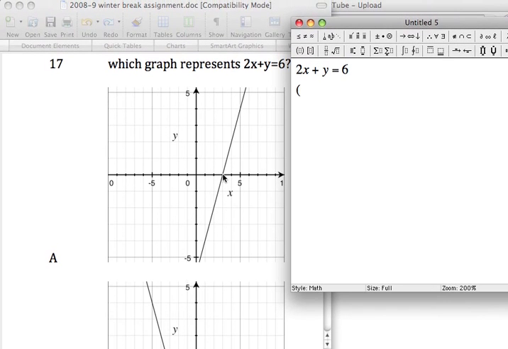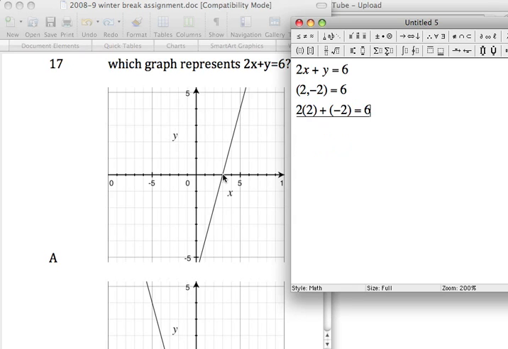So I'm going to type (2, -2), and that's equal to 6. Let's substitute and see what happens. Instead of x, I'm going to type in 2, and instead of y, I'm going to type in -2. Now, 2 times 2 is 4, and 4 minus 2 is not going to equal 6. I mean, 4 minus 2 is 2, so I don't think A is really the answer I'm looking for.